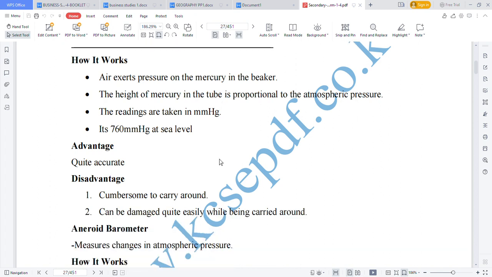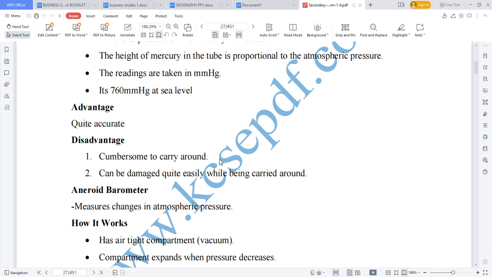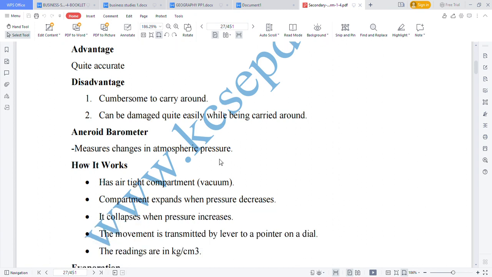It is 760 millimeters of mercury at sea level. Advantage of mercury: it is quite accurate. Disadvantage: it is cumbersome to carry around and can be damaged easily while being carried around. Those are the disadvantages of the mercury barometer.